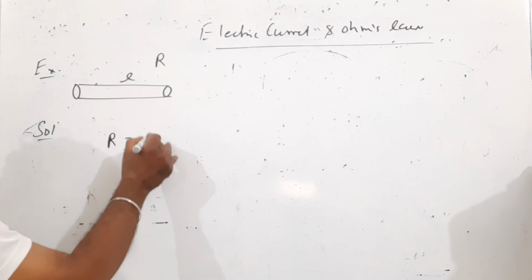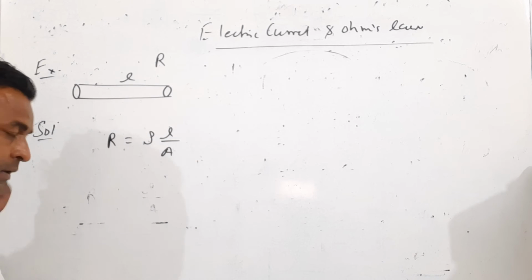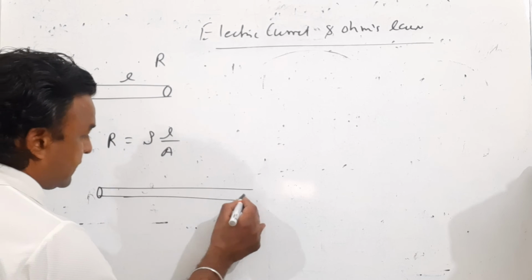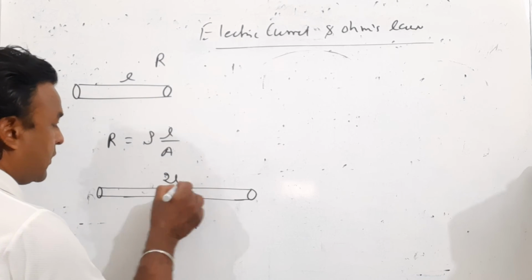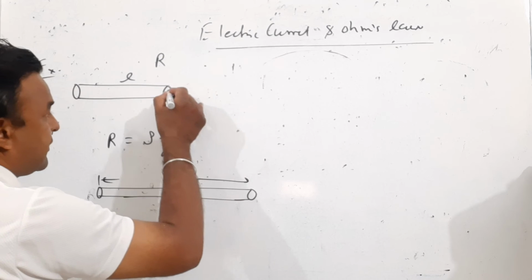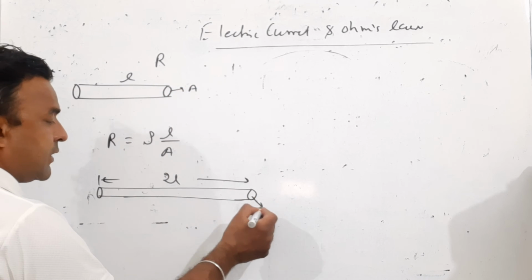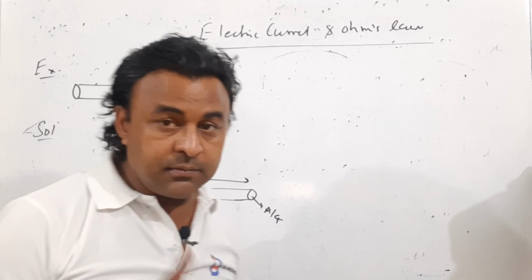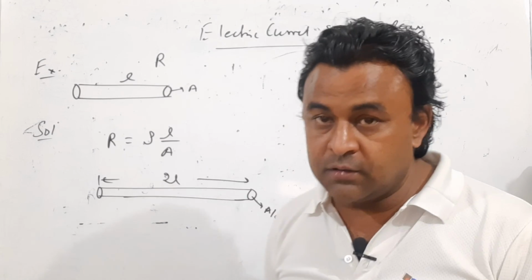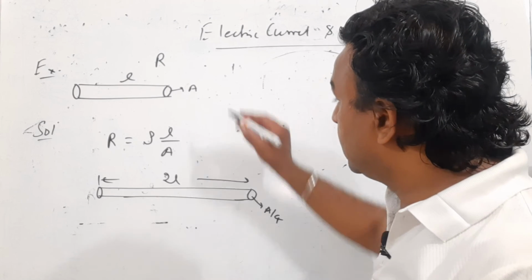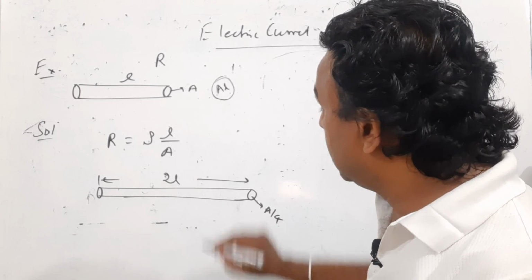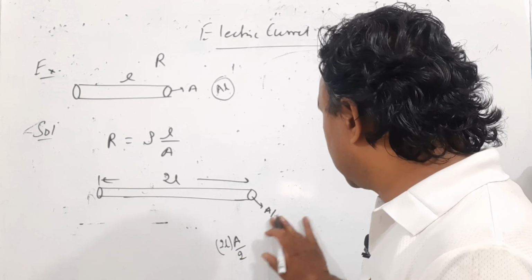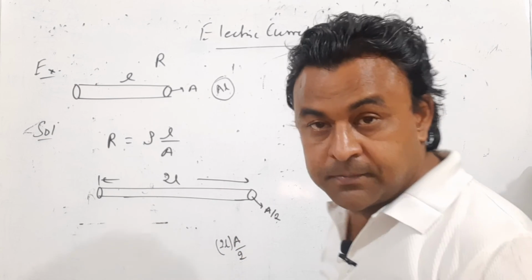R equals rho L upon A. Now if we double its length, then its length will become 2L. Previously the area was A, and now the area will become A by 2. Why? Because the volume must remain constant in both cases. Here the volume is AL, and here the volume will be 2L into A by 2.